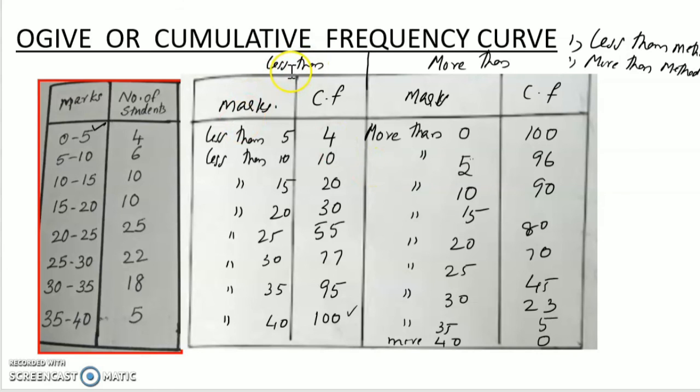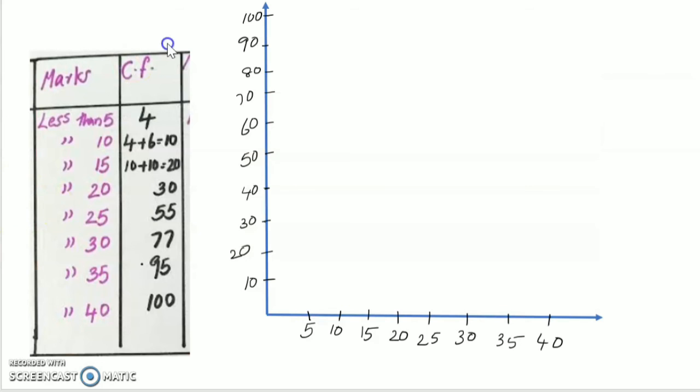First we can see how we can draw this ogive curve with the less than method. Okay, so here I again marked all the points, the marks for the less than method. This is the less than method cumulative frequency, the same one I wrote here. This is not a straight line like the polygon. This also you can draw freehand.